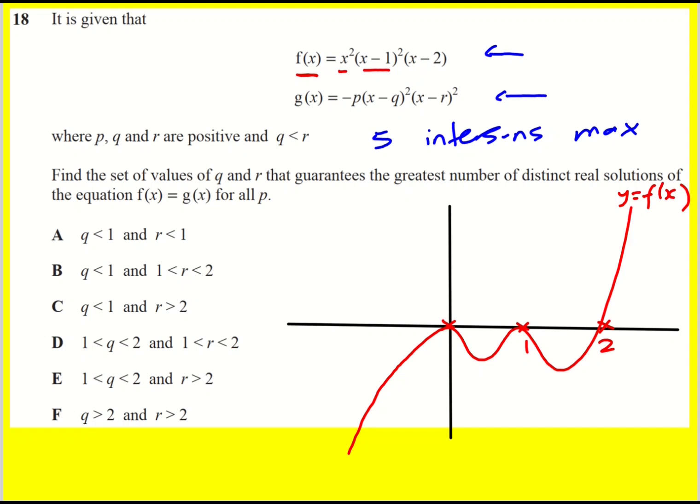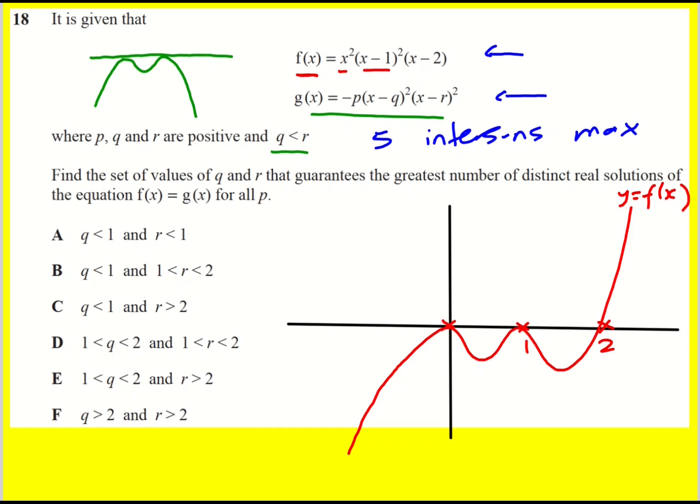Now let's think about y equals g of x. This has roots at q and r, both are positive. q is less than r. And it's an x to the 4, but it's a minus x to the 4. That means it's going to come from minus infinity. It's going to hit the axis, come back down, go back up, and go back down again. That is essentially what it's going to look like.